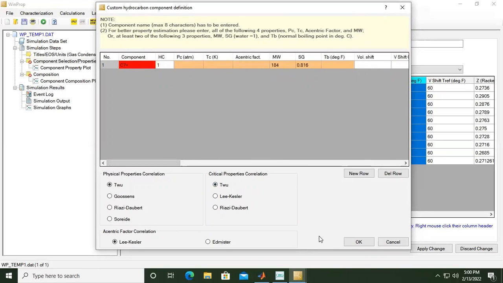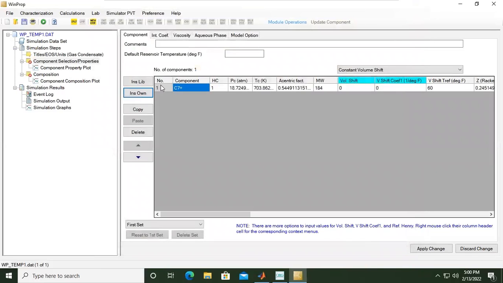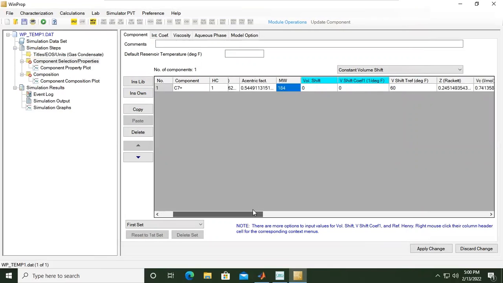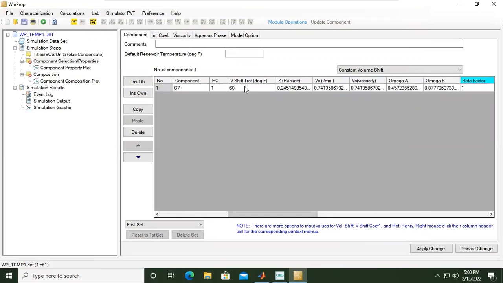Okay, so if you click OK, you will have this own component here, C71, and the critical pressure, critical temperature now is calculated. Eccentric factor, this one is our data, molecular weight. This one, volume shift, Z factor, and the other one will be calculated automatically by the CMG Winprop. Okay, so far so good.